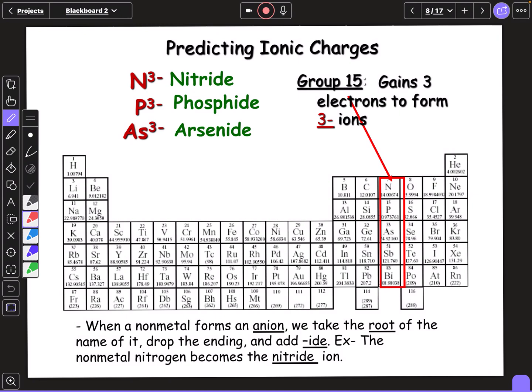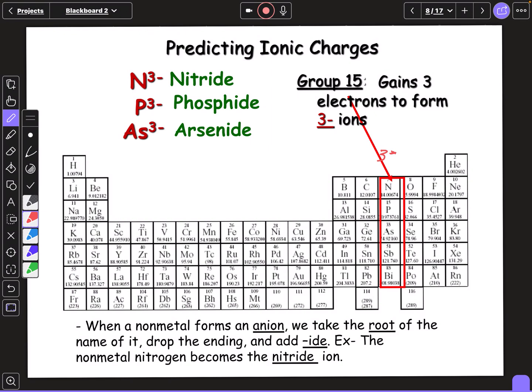Now, group 15, or 5A, they gain 3 electrons and form 3 minus ions. So these form 3 minus ions. They're in group 5A, which means they need 3 electrons to be stable. When they get them, they'll form negative 3 ions because they'll have 3 more electrons than protons at that point. All right, so here's some example ones.